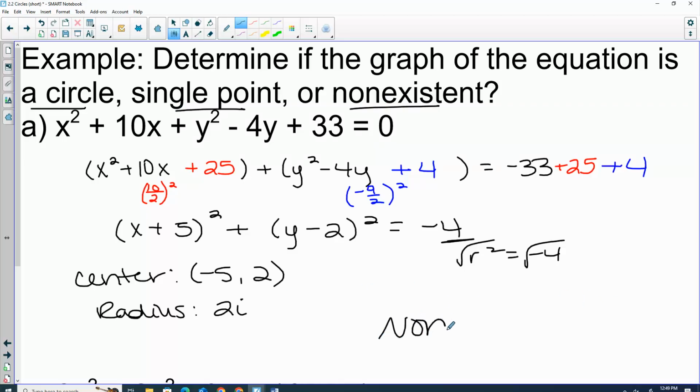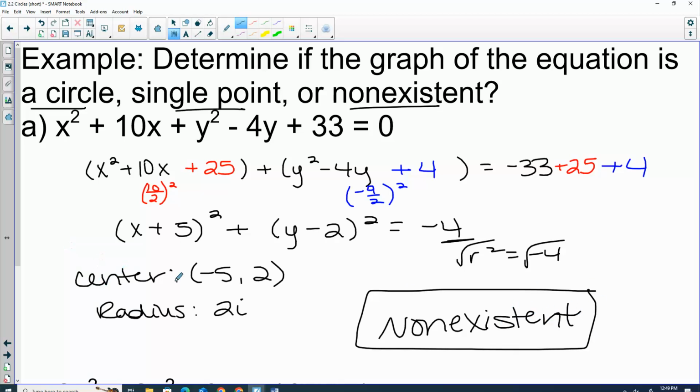Non-existent. That's going to be the case any time you've completed the square and you have a negative number over here. If we have a positive, it's a circle. Even if it's not nice, if it were a 10, that just means your radius is the square root of 10. So it doesn't have to be a perfect square, it just has to be positive to be a circle.